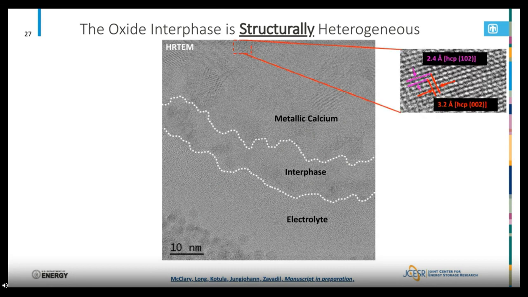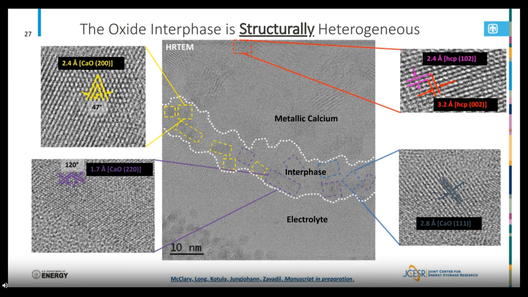And zooming in on little spots in metallic calcium, we have HCP as well as FCC lattice spacings, that I didn't show. In the interphase, we have lots of oxide lattice fringes. And so this is pretty strong evidence that the SEI is structurally heterogeneous because we have these different orientations, and it's confirmed to be calcium oxide, likely with some carbon and some boron present.